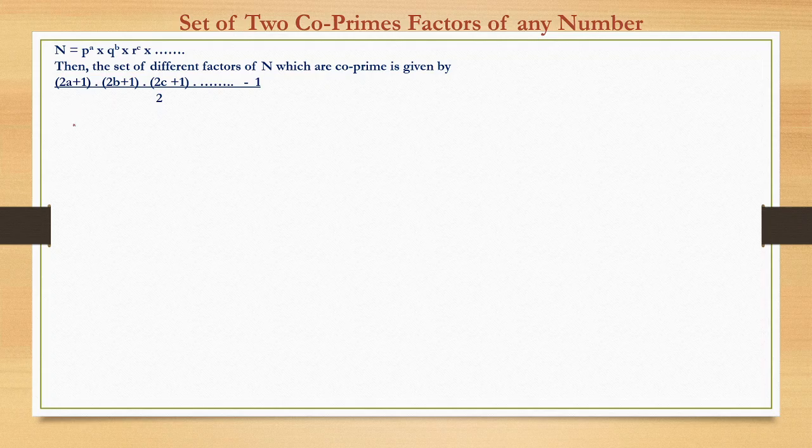Here we'll be seeing how to find the set of two co-prime factors of any number. So any number, say suppose n is 12. So we can write this as 2 square into 3, right? Now we have to find the factors. Factors would be 1, 2, 3, 4, 6 and 12. So we have to find how many sets of two factors out of these factors would be co-prime to each other or relatively prime to each other. So that we can manually see.